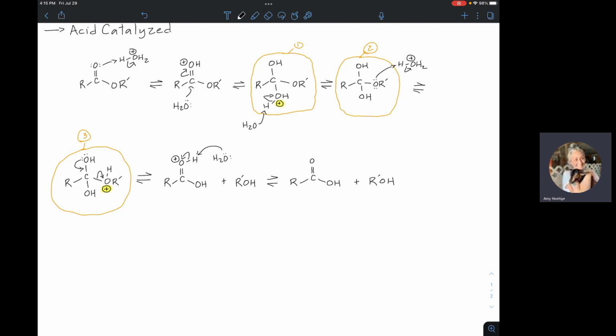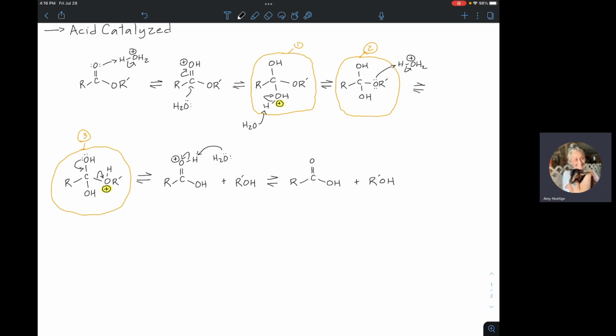So since water and alcohols have similar basicity, right? They have similar pKa values. Either option is probable. The acid will catalyze the entire process by increasing the reactivity of the carbonyl and by increasing the leaving propensity of the leaving group, right? Because we're using it there too to create that good leaving group, the alcohol.